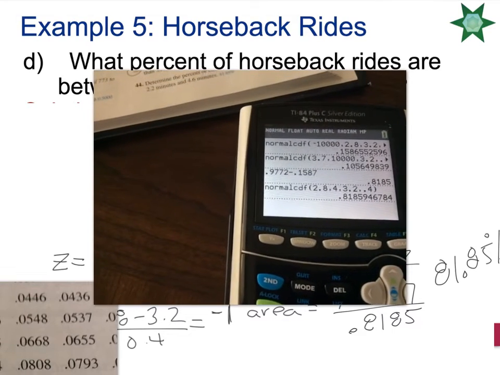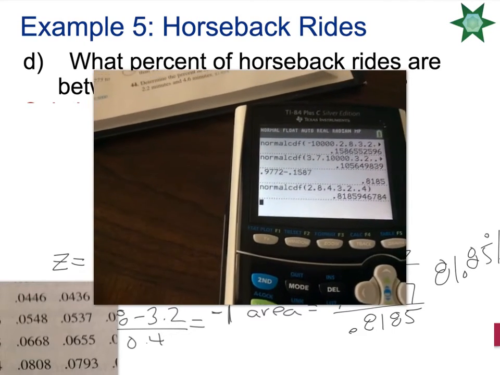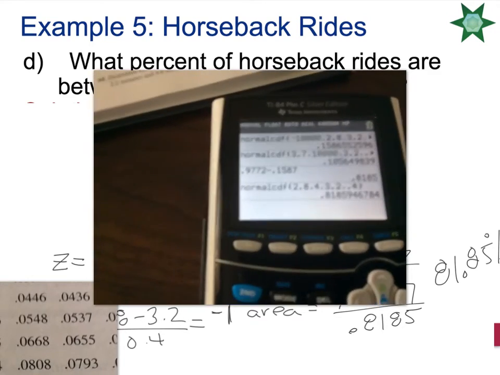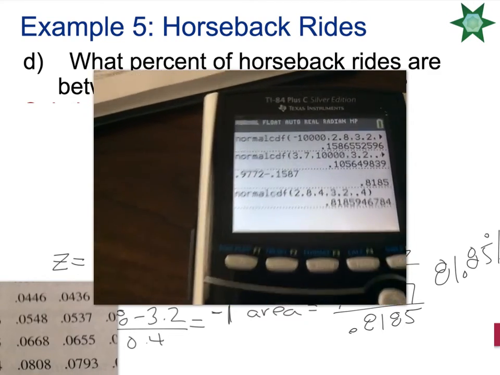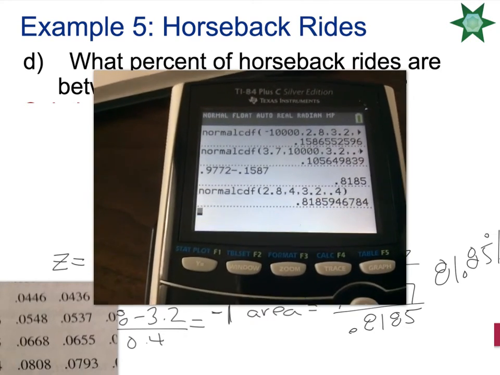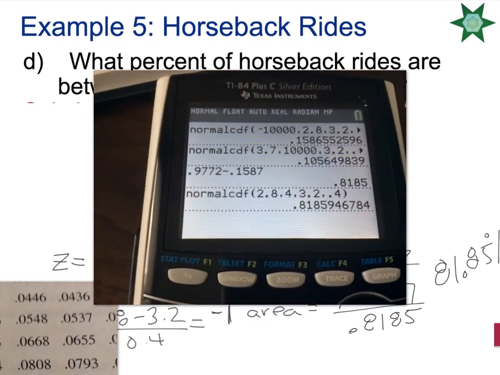So just keep that in mind when you're in My Math Lab. There may be a slight rounding issue. Usually My Math Lab is fine with a little bit of rounding, but if you're having issues with the rounding from your calculator, go back and use the table.